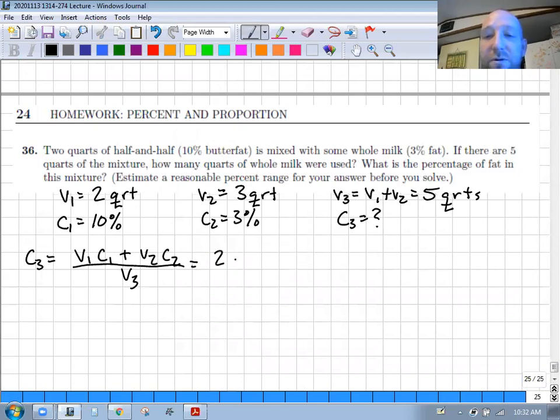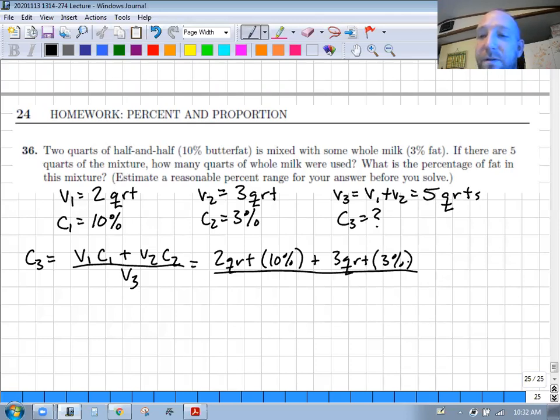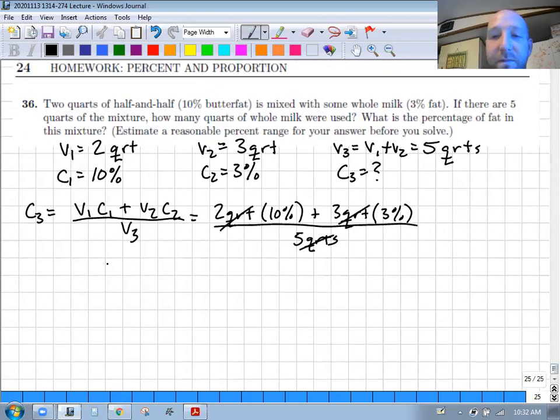So we got 2 quarts at 10% plus 3 quarts at 3% divided by 5 quarts. Those quarts all go away. So we have, let's see, 2 times 10 is 20. And then 3 times 3 is 9. So we got 29 divided by 5, which is 5.8%.